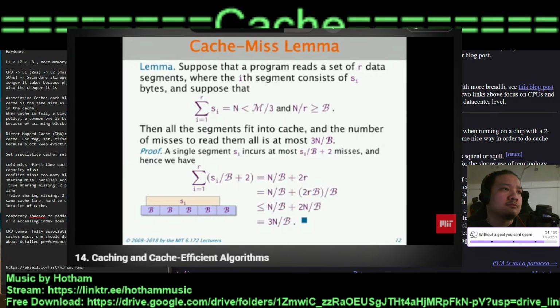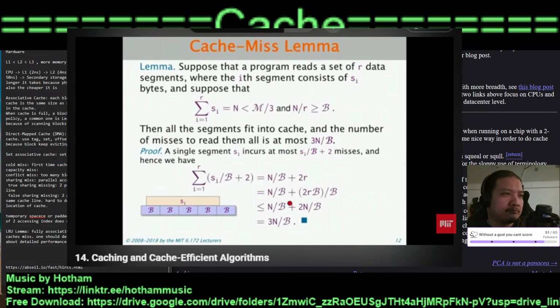So to get the total number of cache misses, we just have to sum this quantity from i equals 1 to r. So if I sum S sub i over B from i equals 1 to r, I just get N over B by definition. And then I sum 2 from i equals 1 to r, so that just gives me 2r. Now I'm going to multiply the top and the bottom of the second term by B, so 2rB over B now. And then that's less than or equal to N over B plus 2N over B.